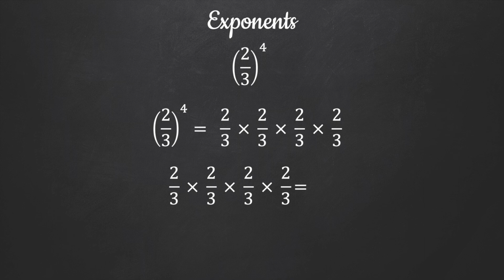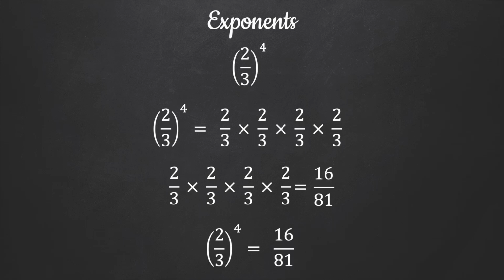Then we're going to go ahead and solve. We're going to go ahead and multiply our numerators. So 2 times 2 times 2 times 2 is equal to 16. Then 3 times 3 times 3 times 3 is equal to 81. So our answer here is 16 over 81. That means that 2 over 3 to the power of 4 is equal to 16 over 81.